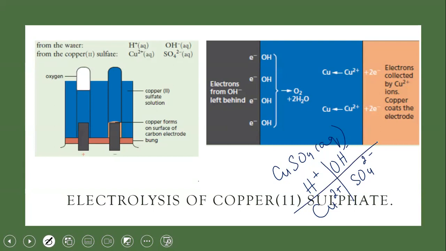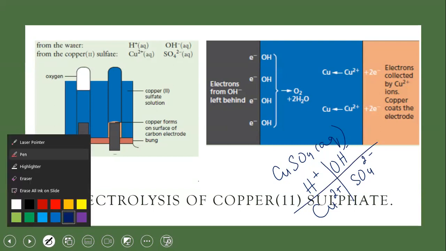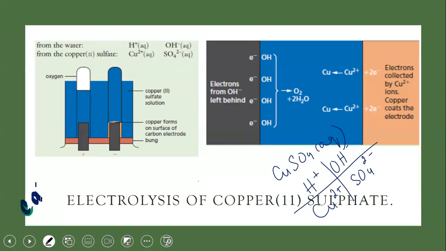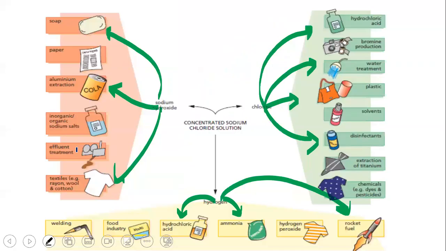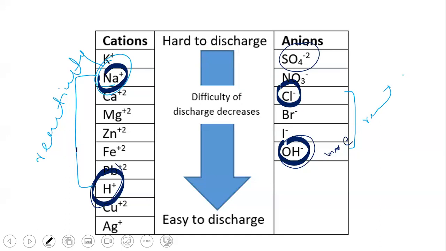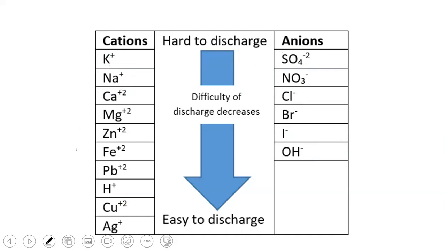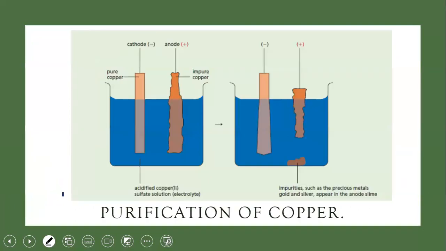Now you have to decide who will go to the cathode. What options do I have for the cathode? We have hydrogen and copper. So you have to choose between hydrogen and copper. At the cathode, we have to pick the least reactive, right? Copper is correct because copper is lower. Good job. So we are going to choose copper.